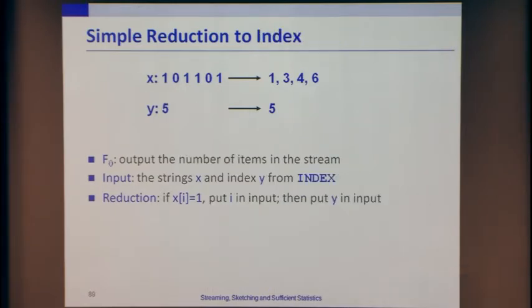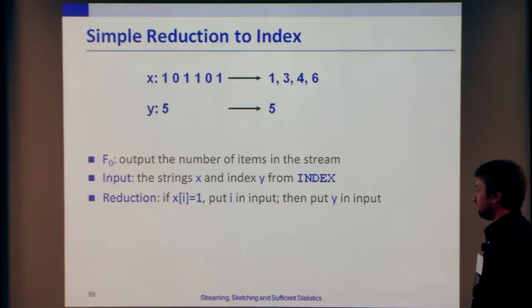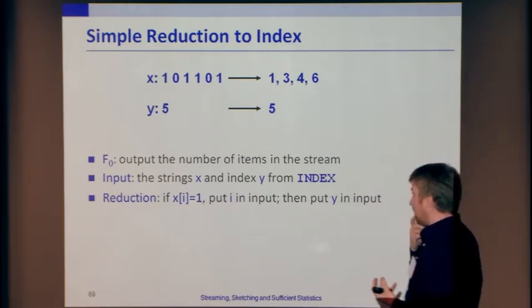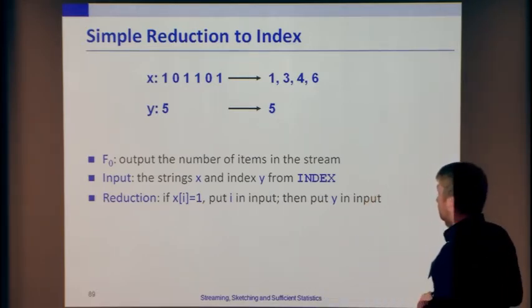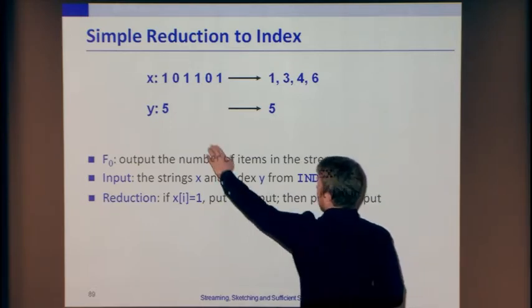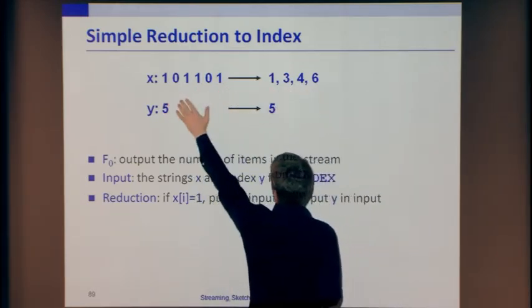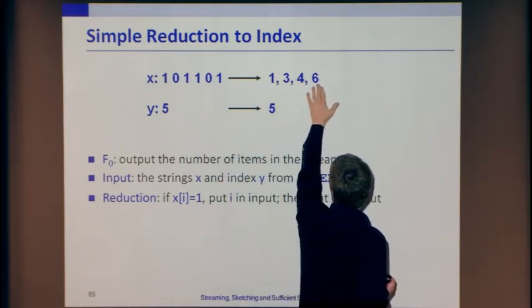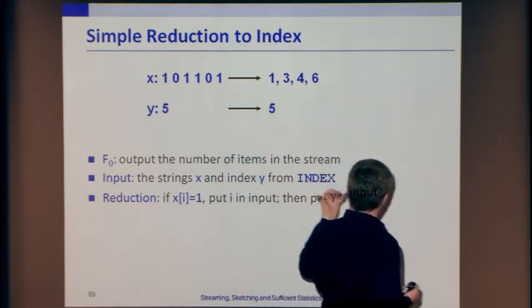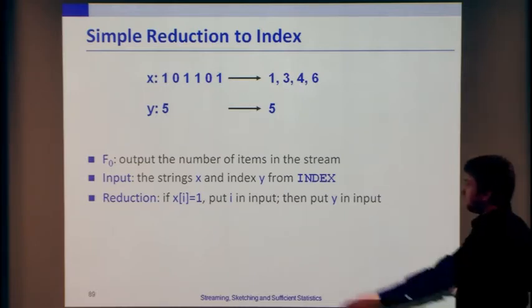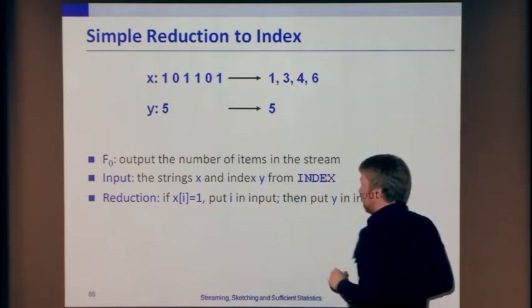Let's go a step further and look in more depth about approximation. So here's a simple reduction with index, where essentially we do the same kind of reduction. So Alice's string is the long bit string. We do the same encoding: encode where the non-zero entries in the string are. From Bob's index, y, we just directly encode that as an index.